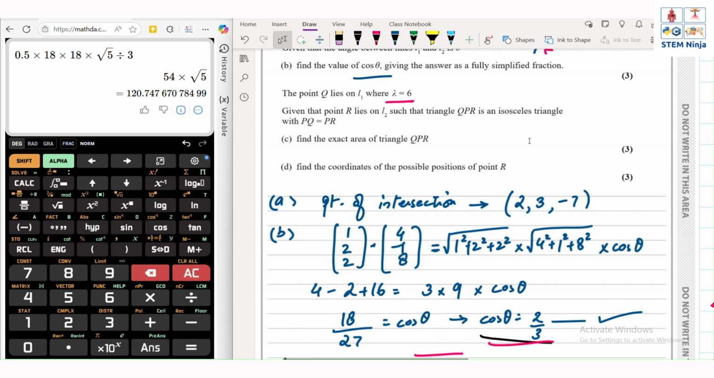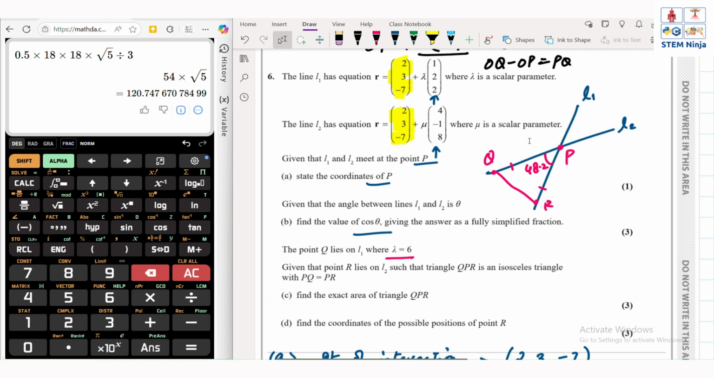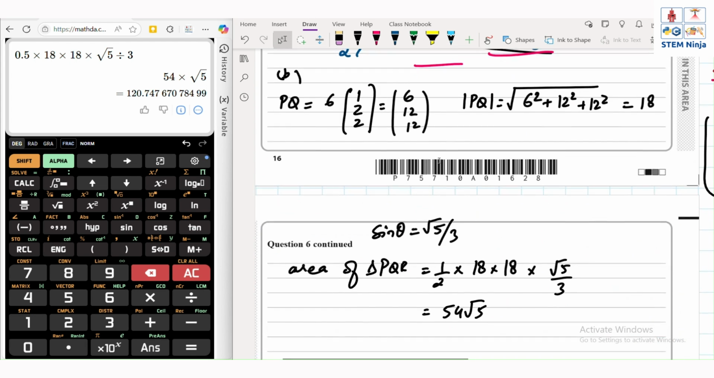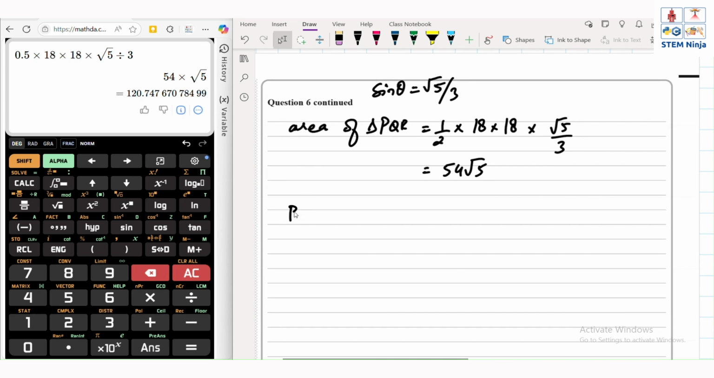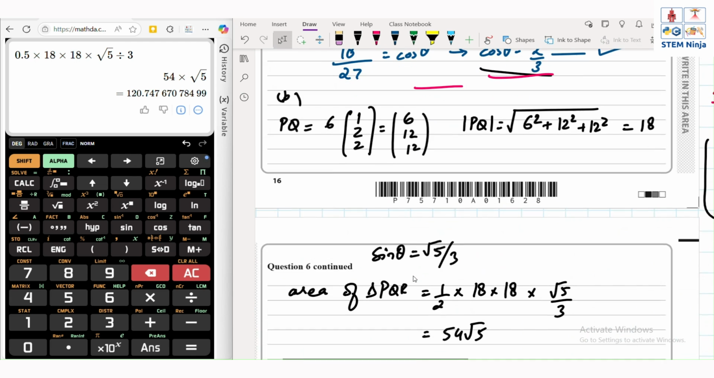Find the coordinates of the possible positions of point R. We know the distance is 18 units, so we just have to start from P along this line. PQ is equal to PR, so the PQ length is 18, equal to PR. So PR is going to be mu times (4, -1, 8).